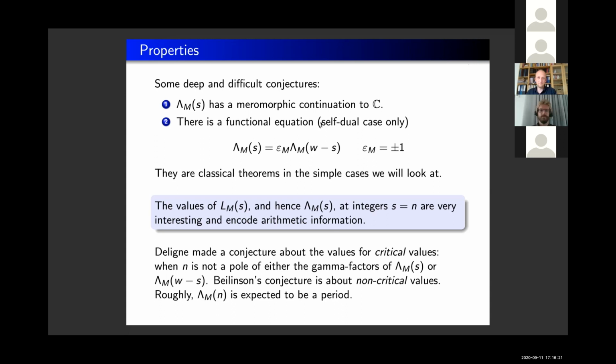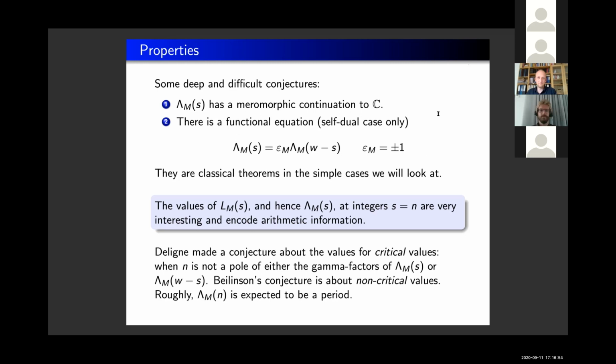So here I've made an assumption. I've written here self-dual case only. In general, if you look at this equation, what happens is you get different L functions appearing on different sides of the equation. You get what's called the dual motive, but let's not worry about that. For most of the talk, I'm just going to look at this case where you get the same L function on both sides. So here we have lambda of s equals a number which is necessarily plus or minus 1 times lambda of w minus s.